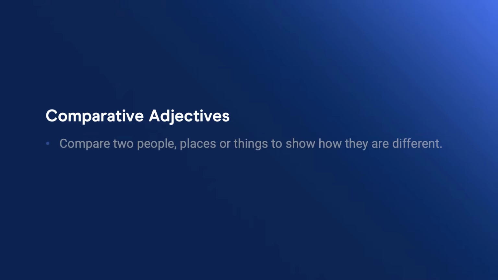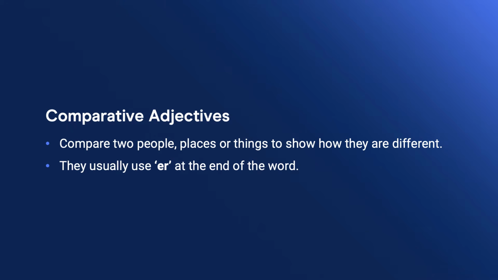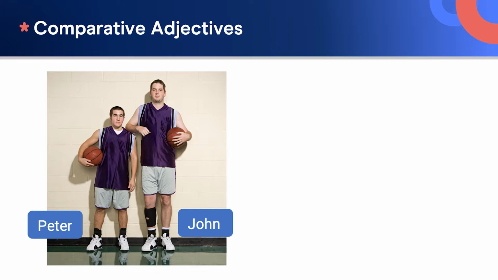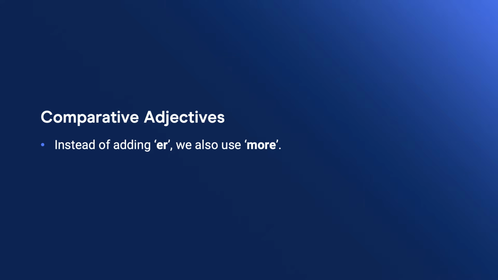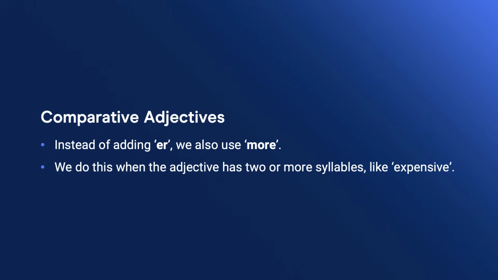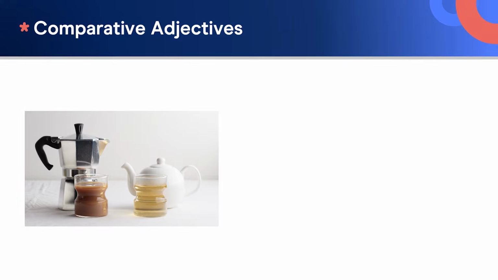Comparative adjectives compare two people, places, or things to show how they are different. These adjectives usually use ER at the end. For example, we can say John is tall to describe John. Or to compare John to someone else, we can say John is taller than Peter. Instead of adding ER, we also use more. We do this when the adjective has 2 or more syllables, like expensive. For example, we would say coffee is more expensive than tea.